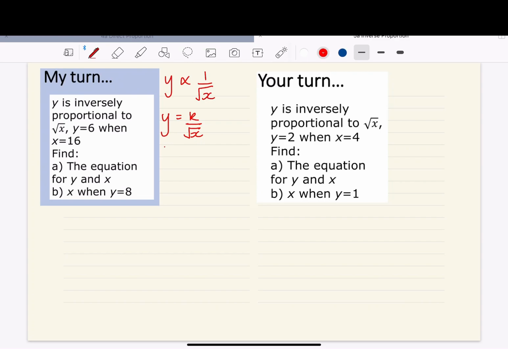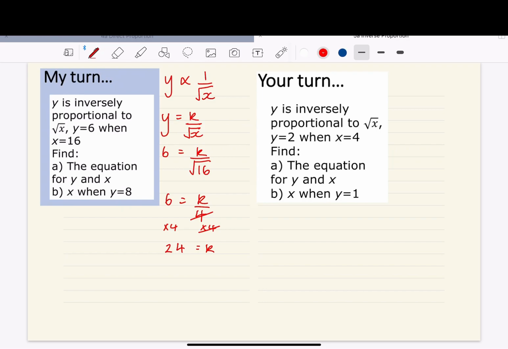I know y is equal to 6 when x is 16, so k is over the root of 16. Square root of 16 is 4. So I now have this, which is very similar to what we were doing before. So now I solve it in the same way to find a value for k. I just multiply through by 4. Here it cancels. Here I get 24 is equal to k.